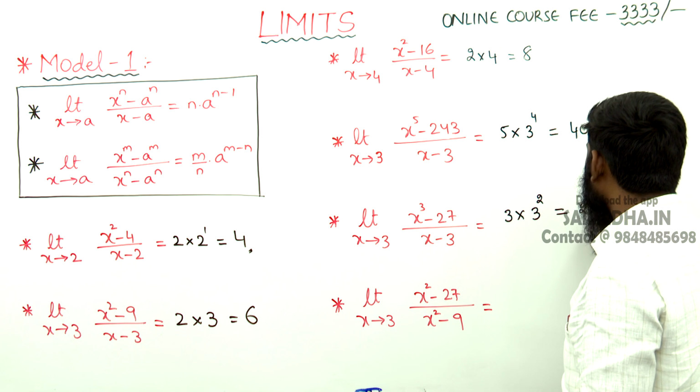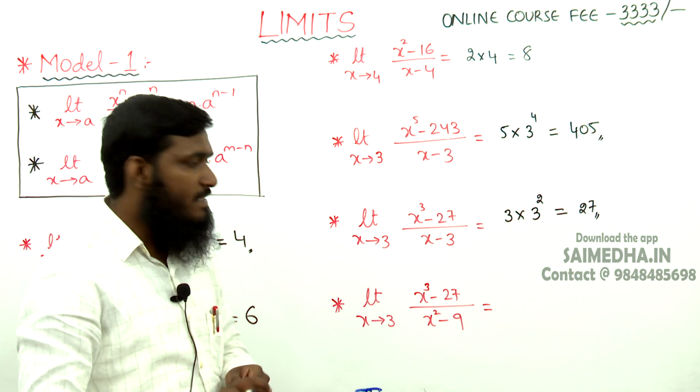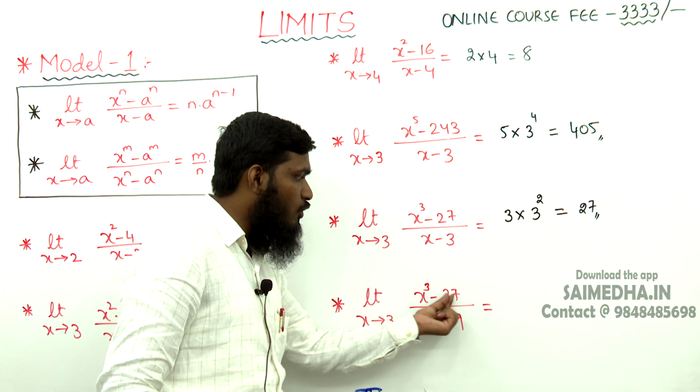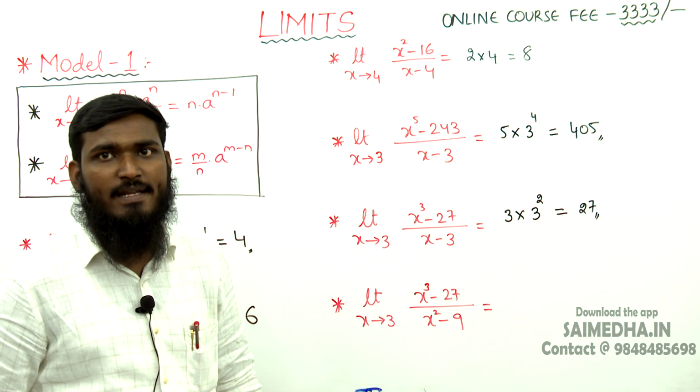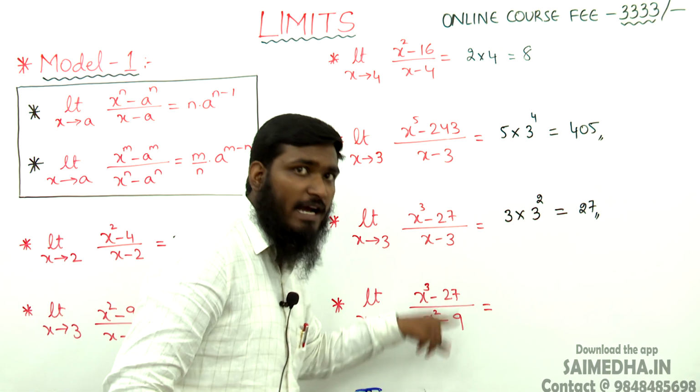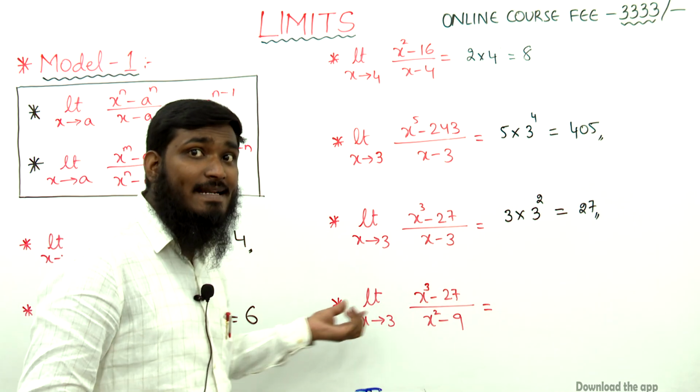So we are writing this part as 27. That's it. Now let us see the next question. Limit x tends to 3, x cube minus 27 divided by x square minus 9. Now again we have to convert this part. How are we converting that one? Let us see the a value.